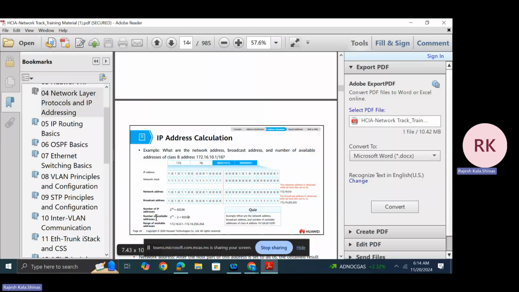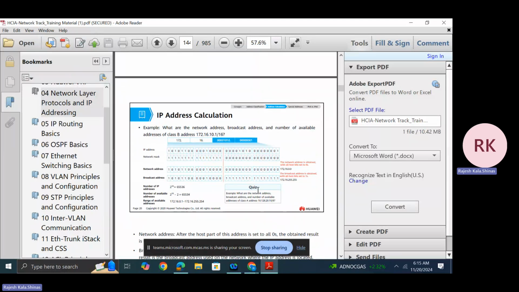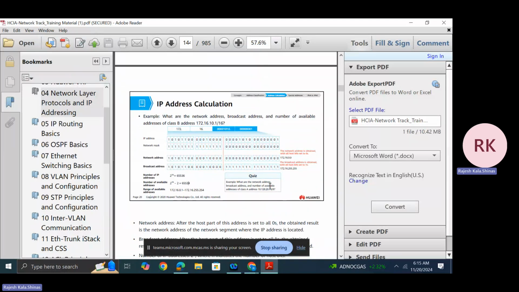Then how many can we use? Two addresses will be wasted. We cannot use one for network and one for broadcast. That's why the usable addresses are 2 power 16 minus 2. The range of addresses is from 172.16.0.1 to 172.16.255.254. Okay, they have given another question, you can solve it. I will put another video for subnetting later.